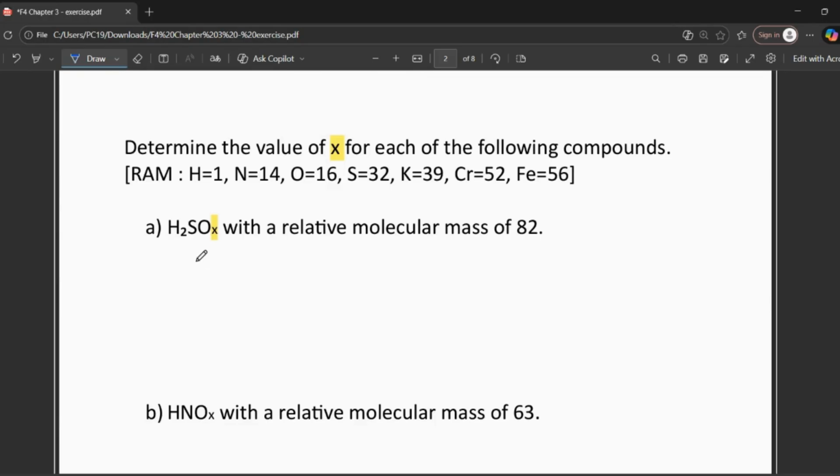All right, so we just have to derive it again, which means we have two atoms of hydrogen. So 2. The relative atomic mass for hydrogen is 1.